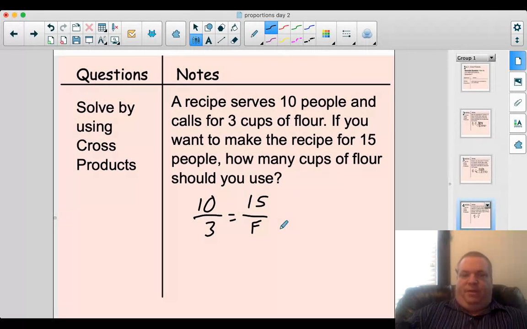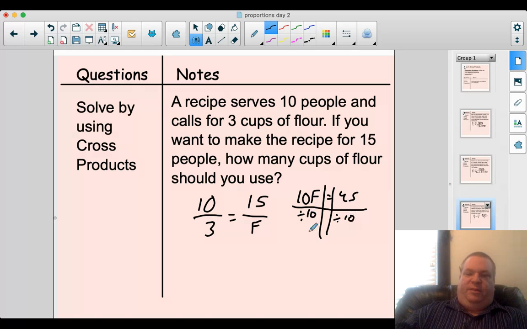All right, so solve it the same way. 10 times F is 10F. 3 times 15 is 45. Then, by the train tracks, divide by 10. Dividing by 10 is always nice. 45 divided by 10, I know, is 4.5. That's going to be measured in cups because the 3 was measured in cups. So I need 4.5 cups of flour.